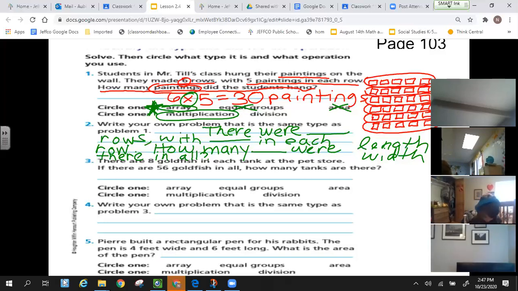Can you tell me what you're going to write before you write it so I can help you? No, you don't want to do that. You're not writing the right thing. That's what we're going to talk about. One of them is wrong. That is wrong. We're going to say the class hung their posters on the wall. Then you can say there were blank rows with blank in each.